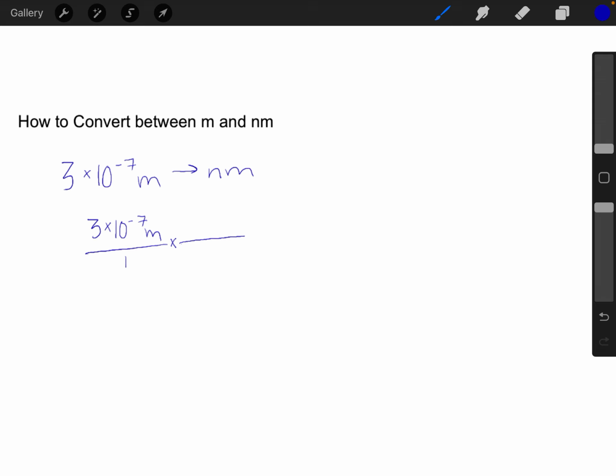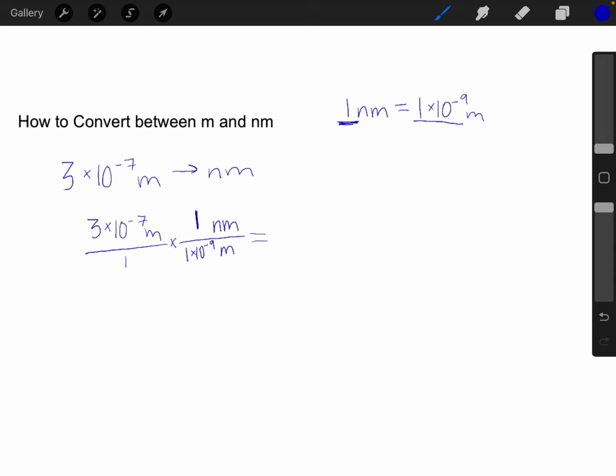It's just like converting inches to feet. So we know that we're trying to get rid of meters, so the meters are going to go on the bottom. And we're trying to get to nanometers, so nanometers are going to go on the top. On your formula sheet, you will notice that 1 nanometer is equal to 1 times 10 to the negative 9th meters. So literally all I'm going to do is plug in 1 nanometer where nanometers go, and 1 times 10 to the negative 9th where meters go.